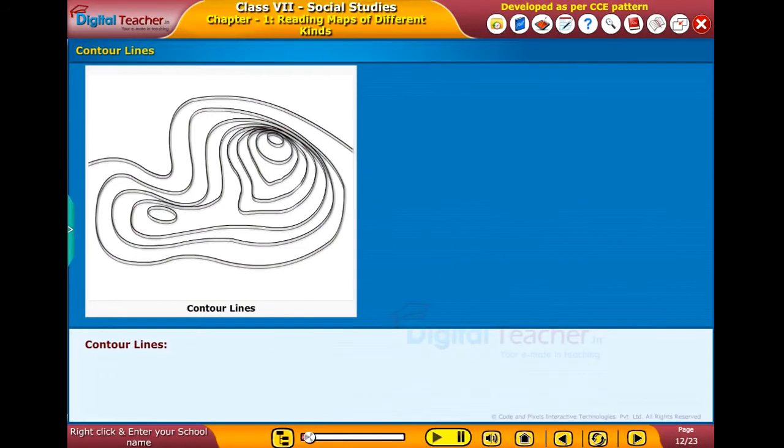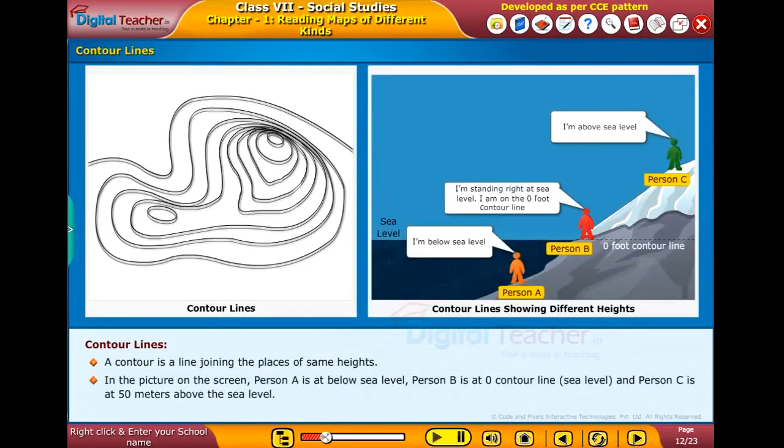Let us now learn about contour lines. A contour is a line joining the places of same heights. In the picture on the screen, person A is below sea level. Person B is at zero contour line, sea level, and person C is at 50 meters above the sea level. The shape of the contour lines is irregular as they depend upon the landform.